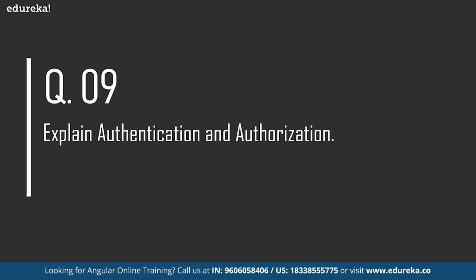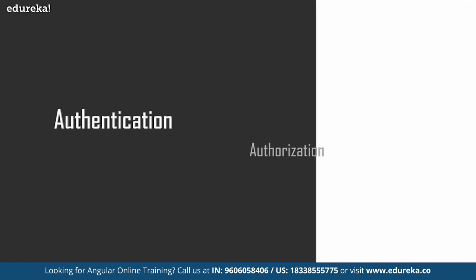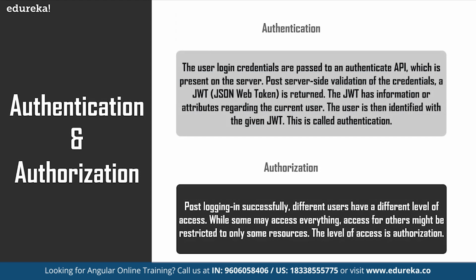And the next question of the day is, explain authentication and authorization. So the user login credentials are passed to an authenticate API which is present on the server. Post-server validation of the credentials, a JWT or a JSON web token is returned. The JWT has information or attributes regarding the current user. The user is then identified with the given JWT, and this is called authentication. Now, post logging in successfully, different users have a different level of access. While some may access everything, access for others might be restricted to only some resources, and the level of access is authorization.